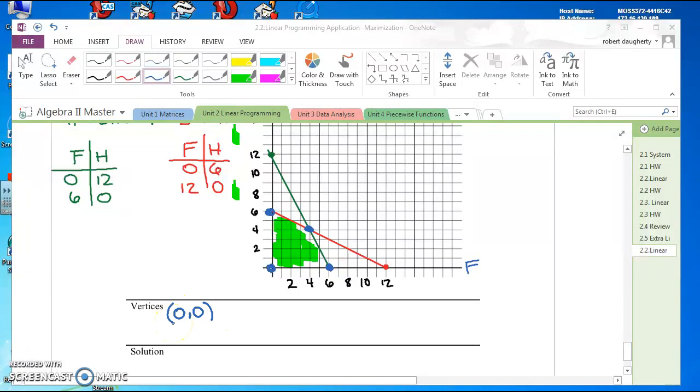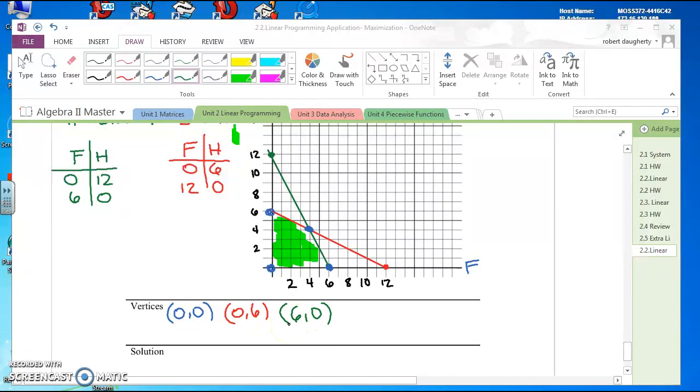Where the red line meets the h-axis is 0, 6. Maybe if I write that in red, that would help. So I know that I've got 0, 6. And where the green line meets down here, I know I've got 6, 0. So I've got these 3.